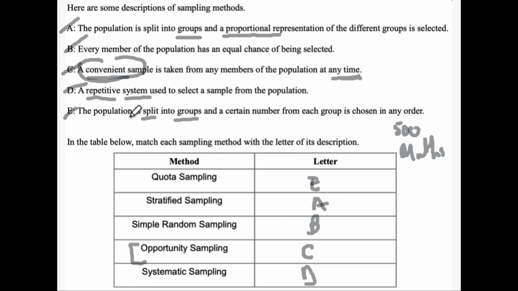And I'd say the last one is the hardest, when you split into groups. But then quota sort of means that you want to fit in a specific quota. So it makes sense that you only take a specific amount from each group.